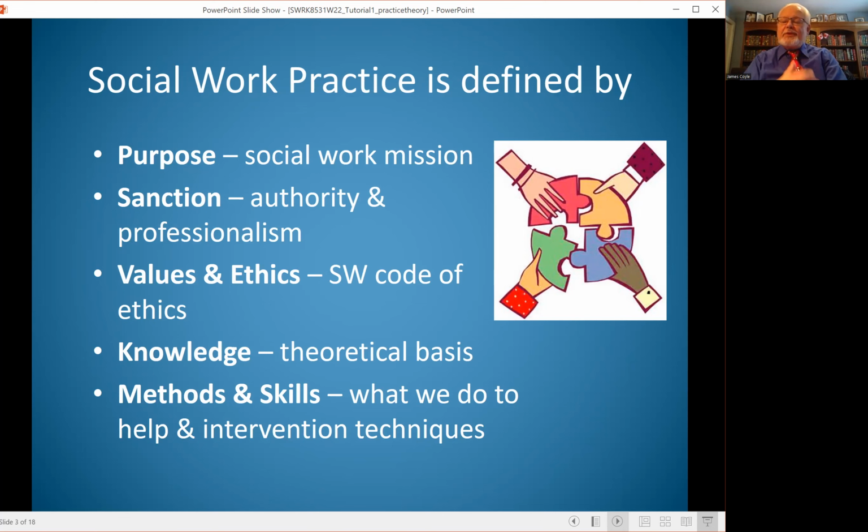Knowledge is related to the theoretical basis, and we're going to talk about that in this course, as well as the methods and skills, which is what we do to help, the intervention techniques that we use. These are the real important aspects, the primary aspects, I should say, of this particular course.